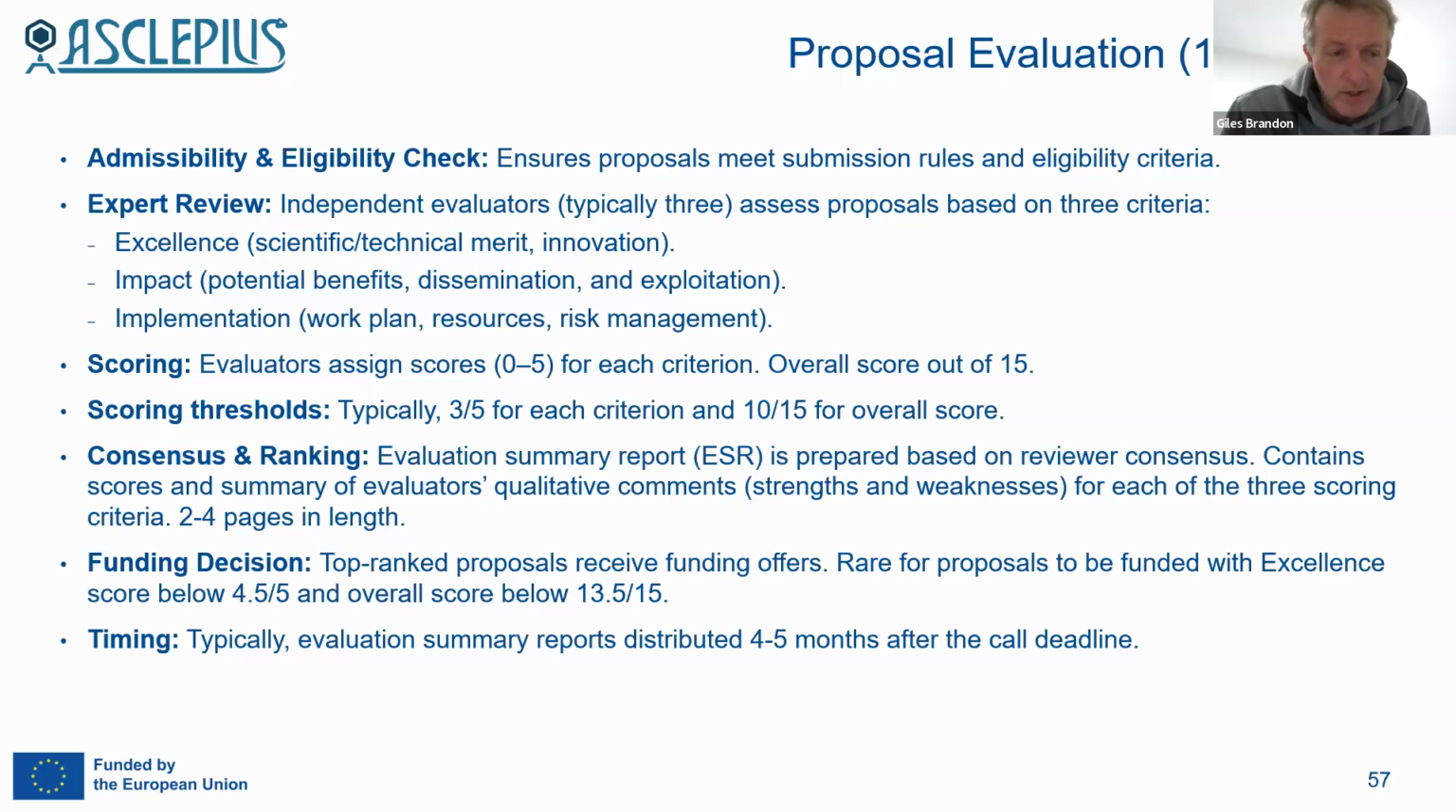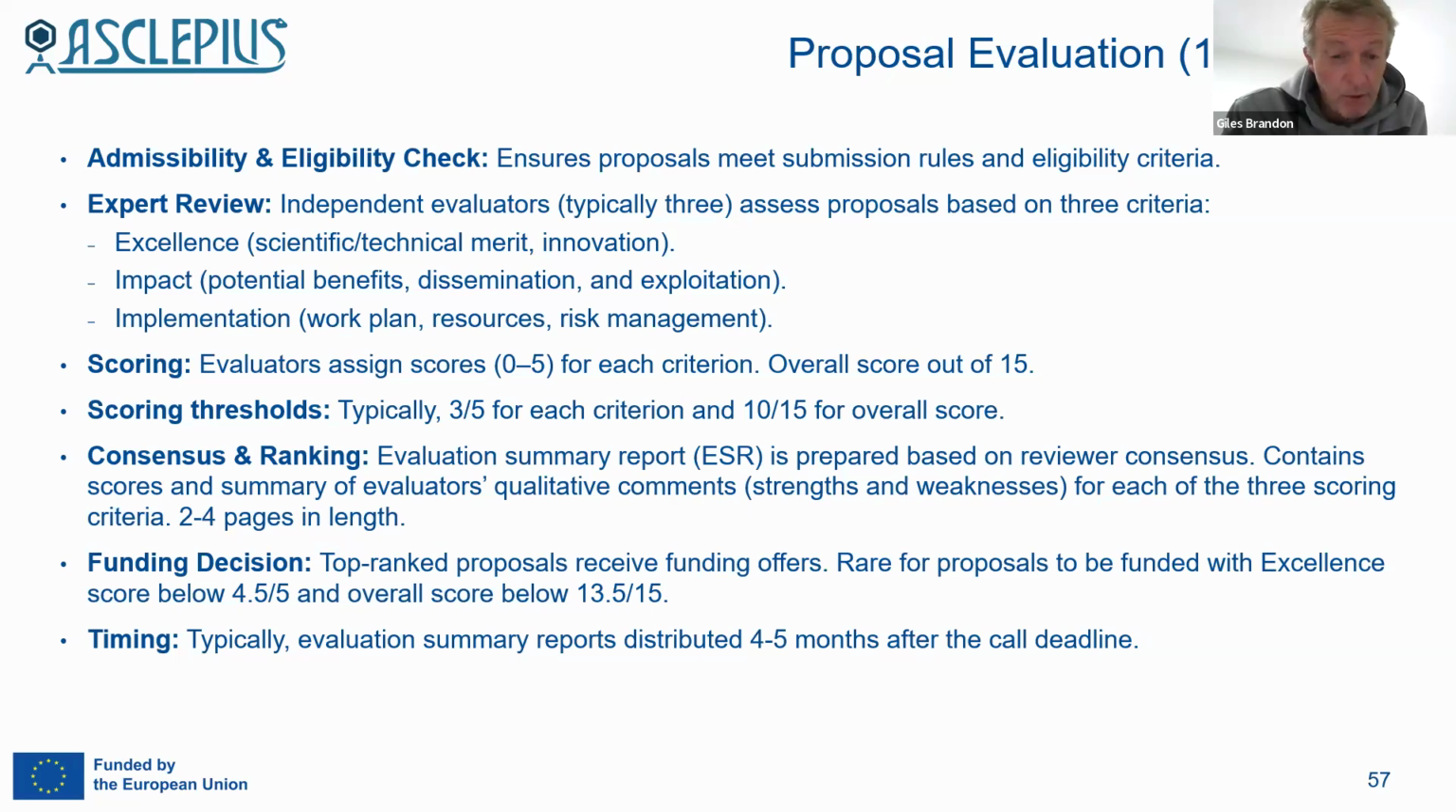Each of those scoring criteria has a threshold. You have to check carefully the conditions for your call, but usually it's about 3 out of 5 for each criterion and 10 out of 15 for the overall score. That's the minimum threshold to be even eligible for funding. Now, your evaluators will do the scoring. For those sections, they'll also write comments. They'll note what the strengths and weaknesses were for each of those different scoring criteria. And that information will be summarized and put into what's called an evaluation summary report.